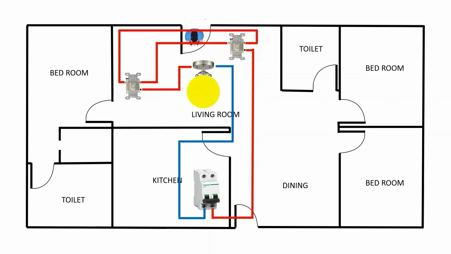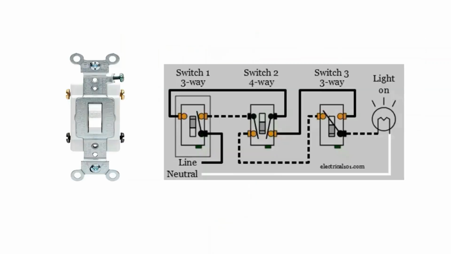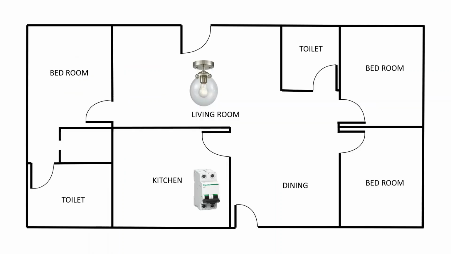By installing these switches, you can control your light from your room and from your living room, and vice versa. What if you have a second room and you also want to control your light from that room? In this case, you will be needing another switch, which is called a four-way switch. Four-way switches are used to control lighting from three or more locations. Four-way switches are used in combination with three-way switches.